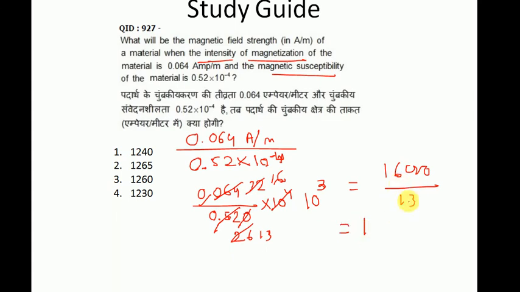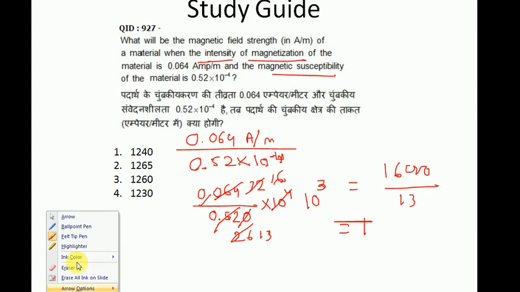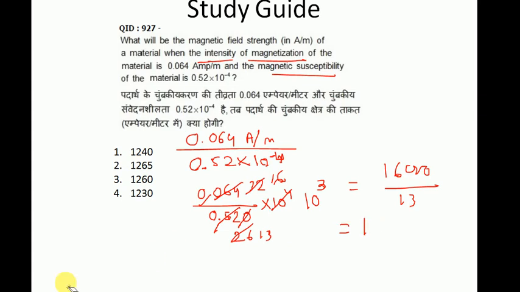So 16 divided by 13, there is 1. 13 into 1 is 13, remainder 3, so 30. 13 into 2 is 26, remainder 4, so 40. 3 into 13 is 39. Now 10 will not divide, so 0. Then 100, so it will become 7. 7 into 13 is 91. So the answer will be 1230.7, and the nearest option is option number 4.